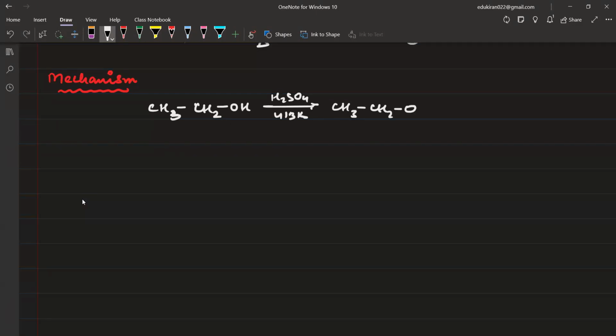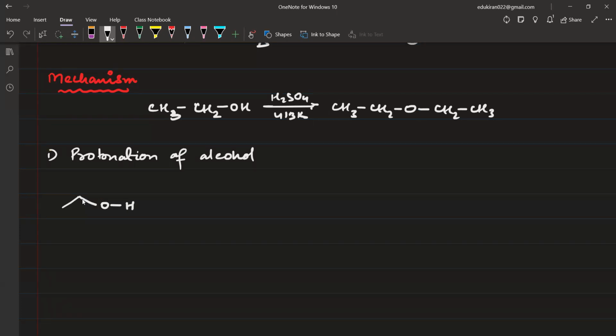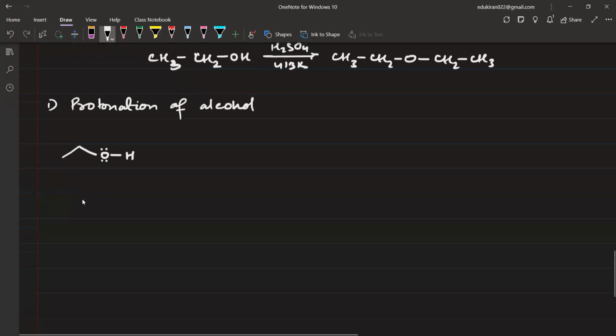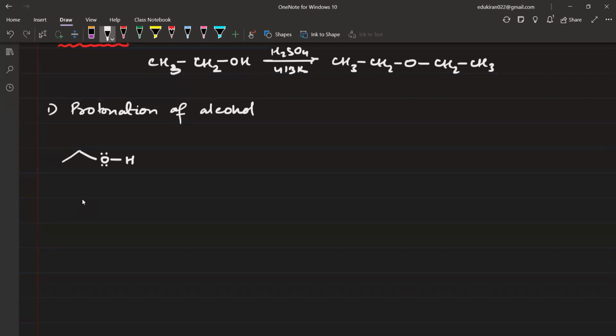CH2, this is not the mechanism, this is the reaction actually. CH2 and then CH3, okay? Now, first of all, the first step will be protonation of alcohol. Protonation of alcohol. So what happens in protonation, please see, I'm writing this in bond line structure, 1 carbon, 2 carbon, and then O, which is bonded with H. Oxygen atom has lone pair electrons. And from H2SO4, please don't write anything. Try to understand what is happening, and then you can write on your own.